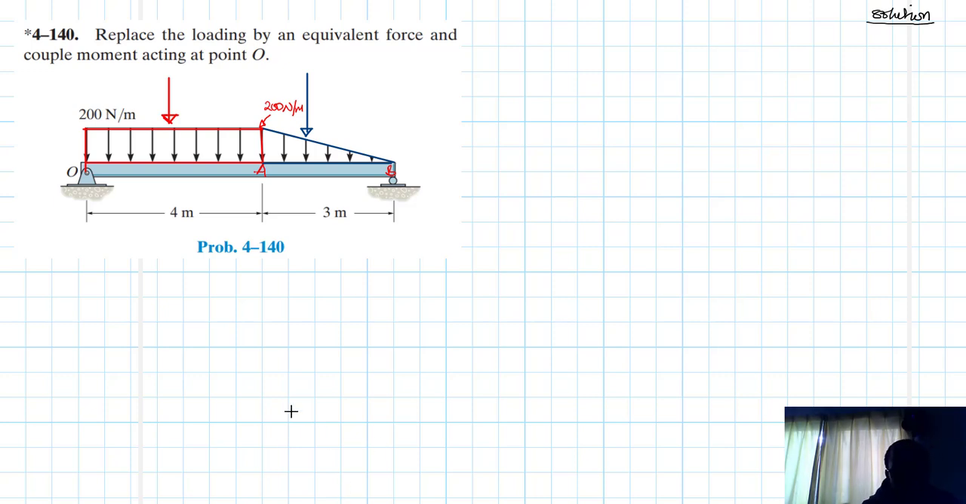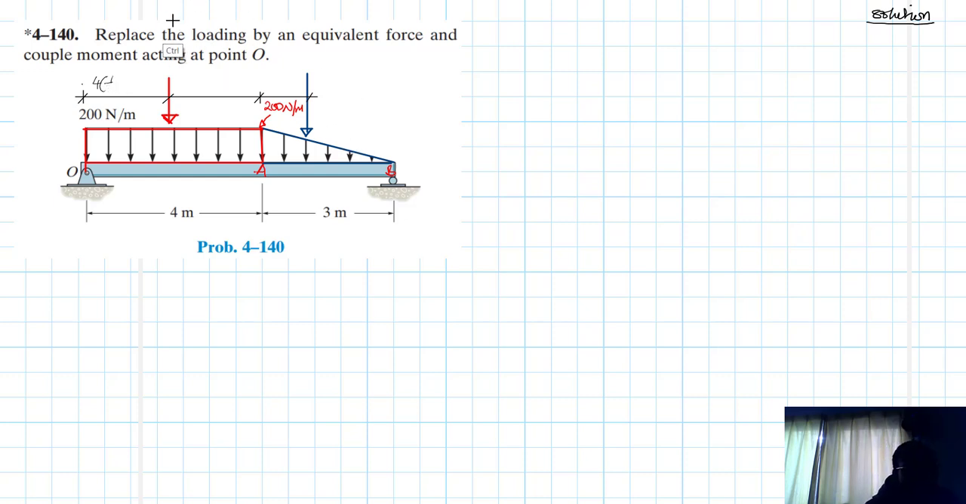Let's indicate their locations with respect to O. Something like so, something like so, something like so. Great. So this one there is just half of 4, which is equal to 2 meters.